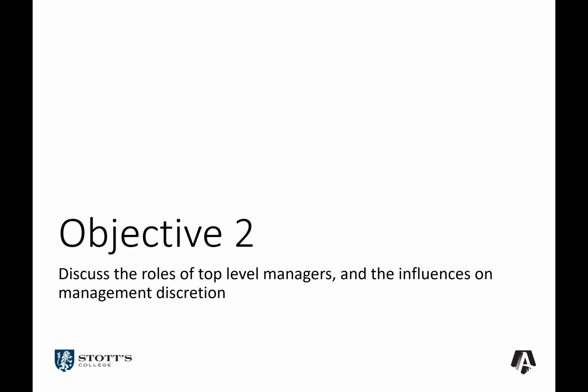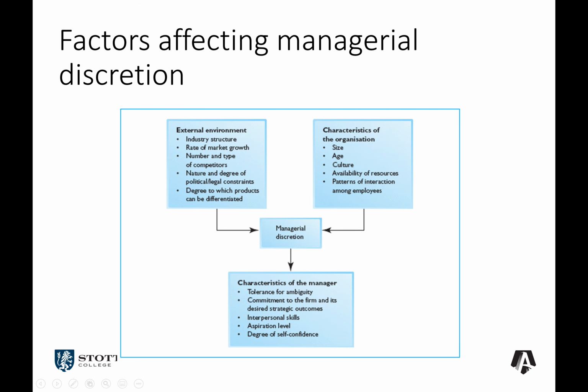Now, this section is a little bit weird, because it has a very small set of slides. In fact, it's only really one slide long, but there's so much information on this one slide. And that's why we've asked you questions about this in the tutorial. Because this slide outlines the characteristics of the organisation, the manager, and the external environment that influence managerial discretion.